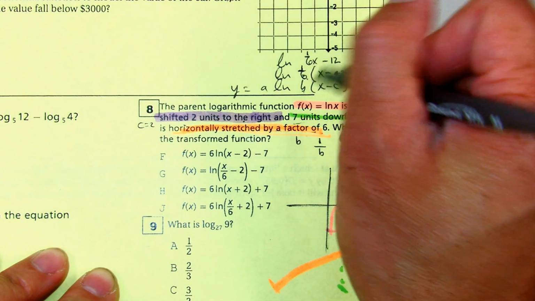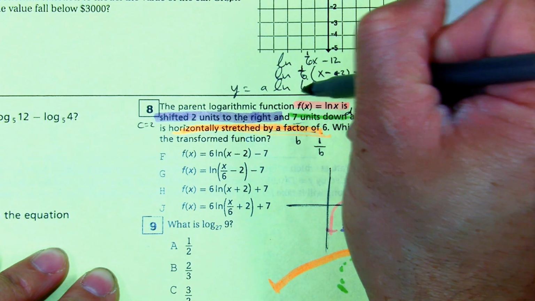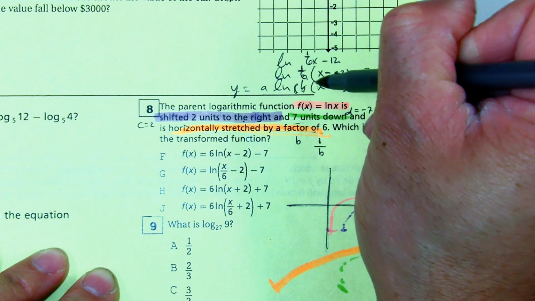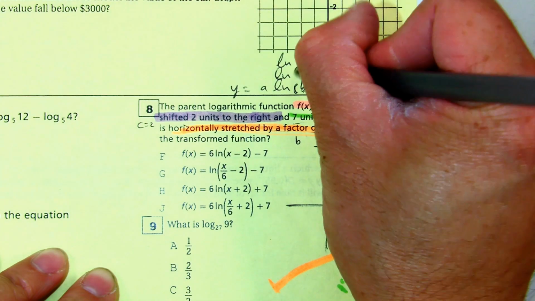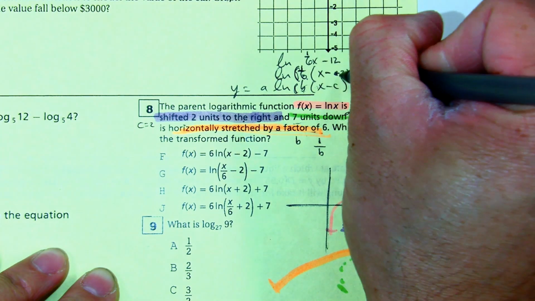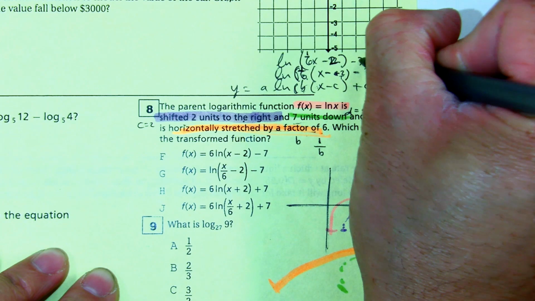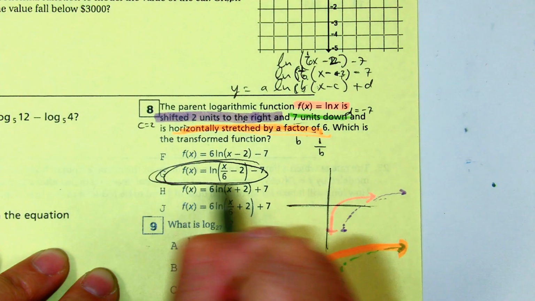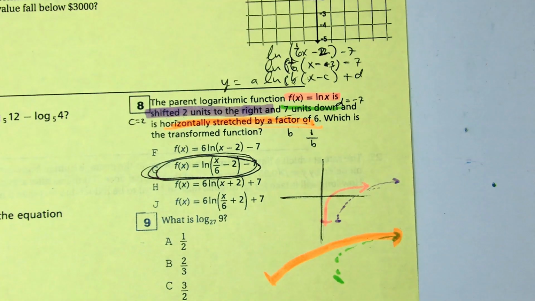In your formula on this particular question, they have theirs as b. The b is on the inside. So when I write this, this would be 1/6 x minus 2, minus 7. And then choice G is your answer. And then I showed my colors of the shifting just as a visual to help you realize what's happening.